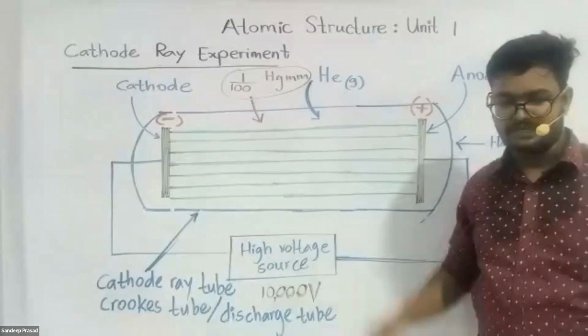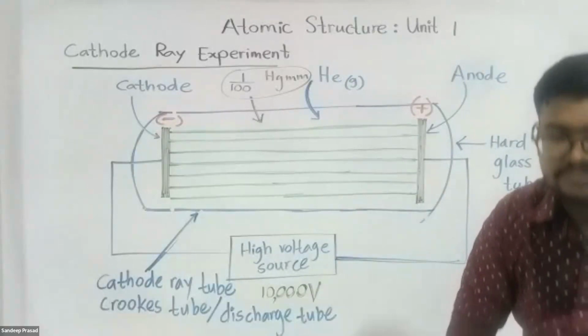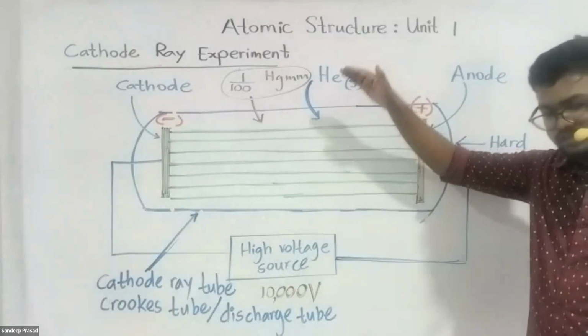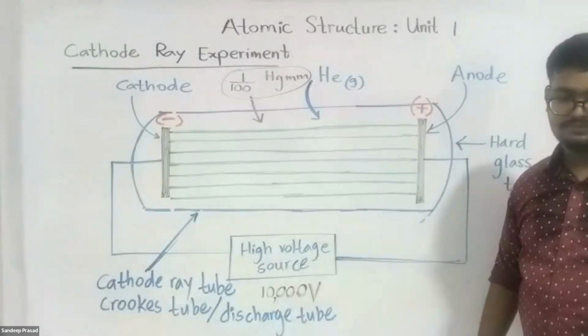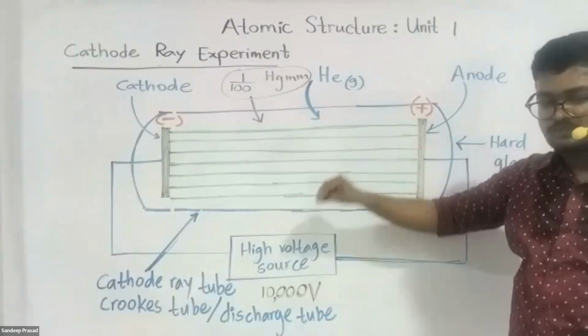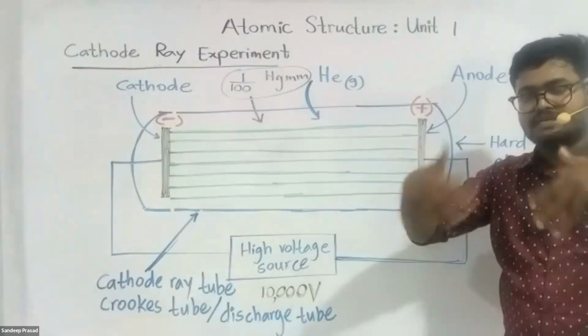While reducing the pressure, what can we expect? Electrons can travel without colliding. Yes, that's also correct. Remember, we have to make sure the glass tube is not going to break. If the pressure inside is very high, then gas particles will collide with the glass tube, and again the pressure will increase inside the glass tube.